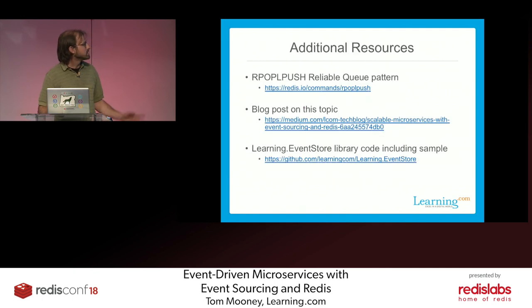And so here are some additional resources. There's the documentation about that RPOPLPUSH command that has that reliable queue pattern in it. There's a blog post on the same topic that I just talked about here. And then the code that was in the demo is available here on GitHub. And it's also available as a NuGet package. Unfortunately, right now, the documentation is a bit lacking, but I'm hoping to get that taken care of soon. So I'll leave this up if anybody wants to write stuff down. And if anybody has any questions, happy to answer them.